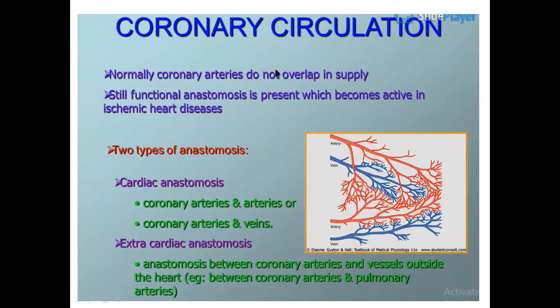Normally, coronary arteries do not overlap in supply. So the arteries do not overlap each other in supply, but they form functional anastomosis, which becomes active in ischemic heart disease. So why do we need to form a functional anastomosis? What is the essence of an anastomosis?